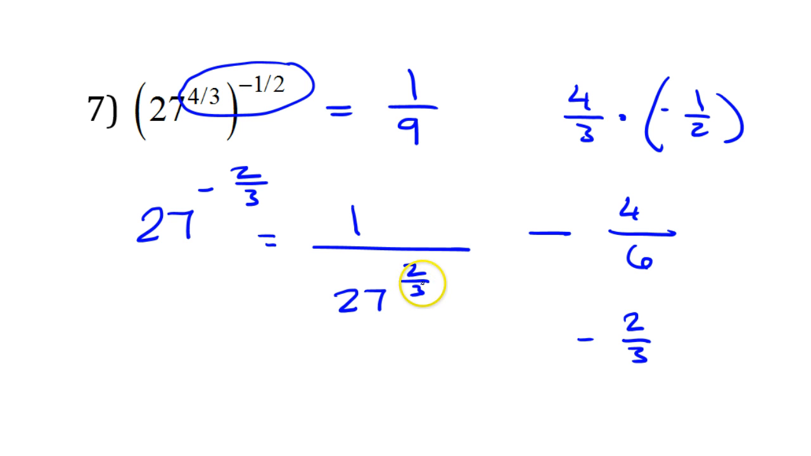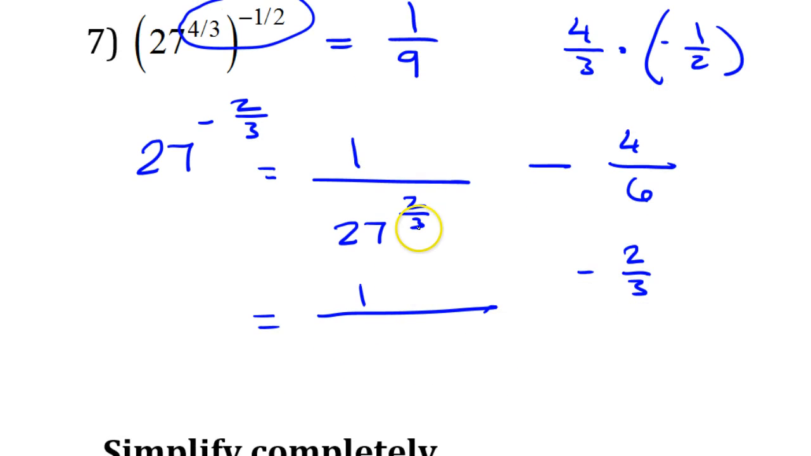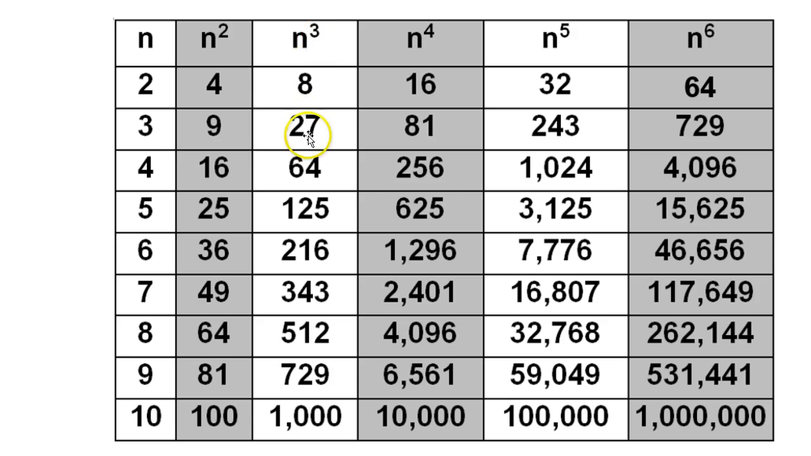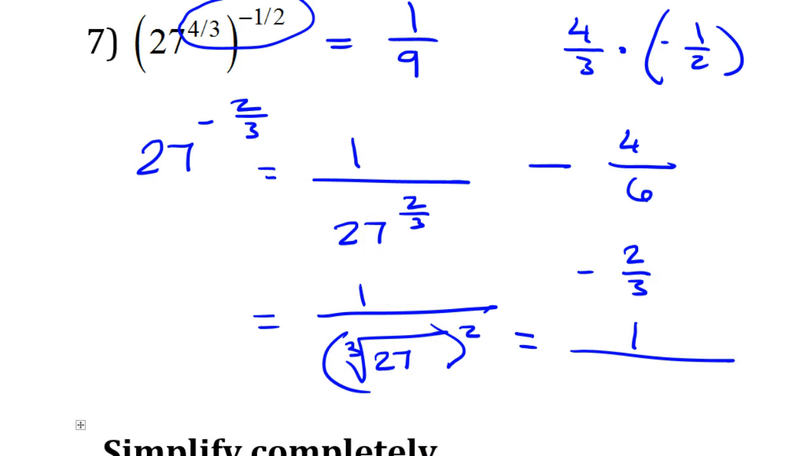Now, when you have a fractional power, you know that you have power over root. So I've got 1 over 27. Now 3 is the root, so I'm talking about the cube root of 27, and then 2 is the power, so that would be squared. Okay, so I've got 1 over the cube root of 27 is 3. So that means I've got 3 inside of the parentheses squared. So that's where we get 1 over 9.